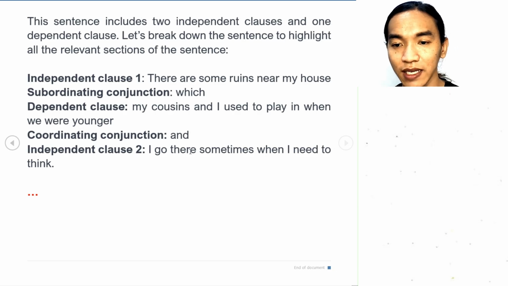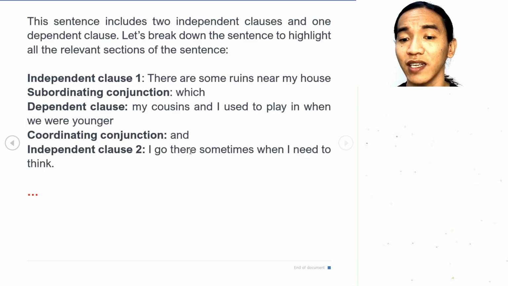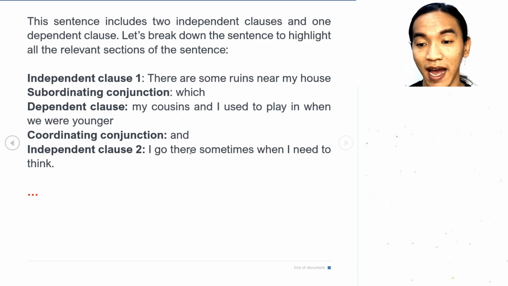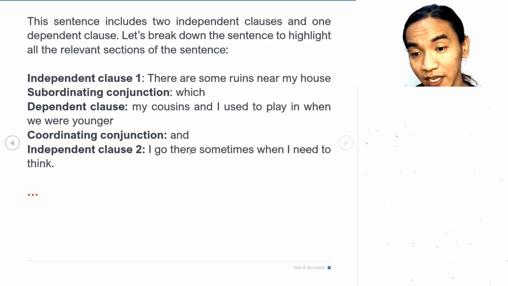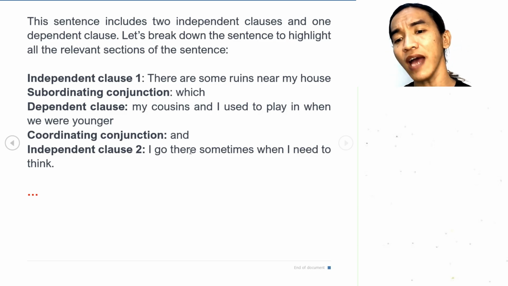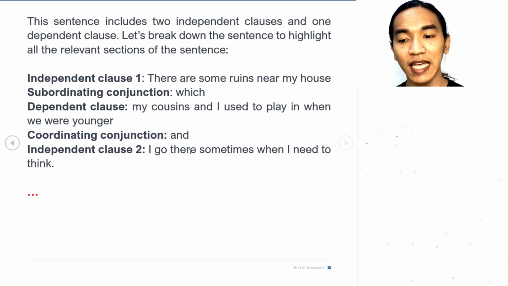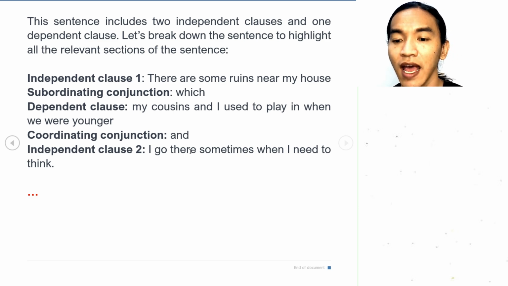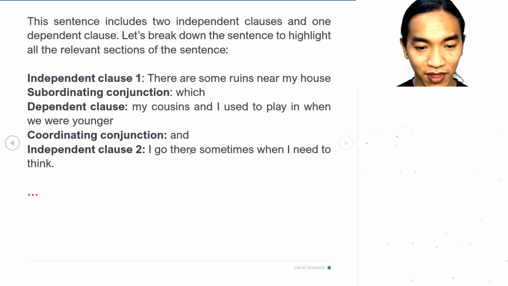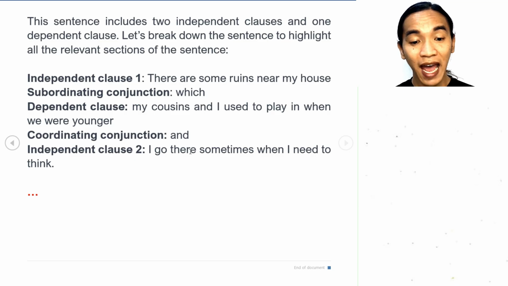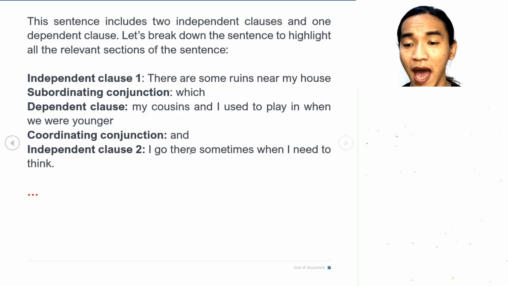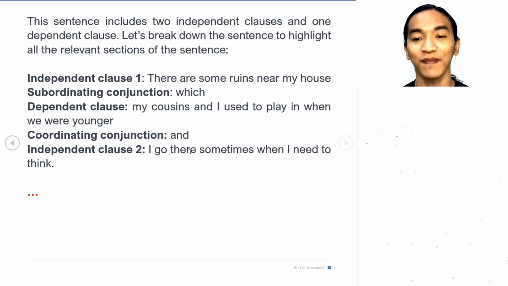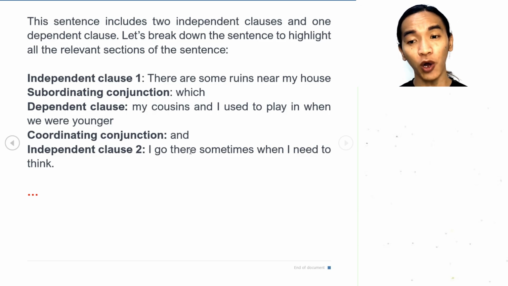Okay, so let's splice and see this sentence here. So your first independent clause is actually: there are some ruins near my house. And then you have your subordinating conjunction, which is which. Then you have your dependent clause: my cousins and I used to play when we were younger. Now we also have your coordinating conjunction, and to connect your second independent clause: I go there sometimes when I need to think. Okay? So that's how we understand the construction of your compound complex sentence structure. Okay? I hope it's clear and I hope you practice to understand this structure even more.